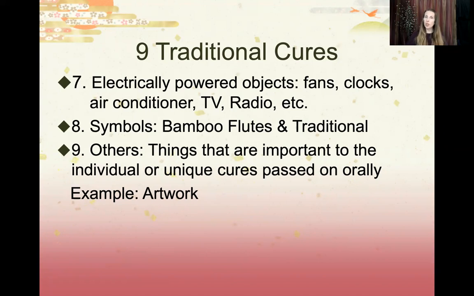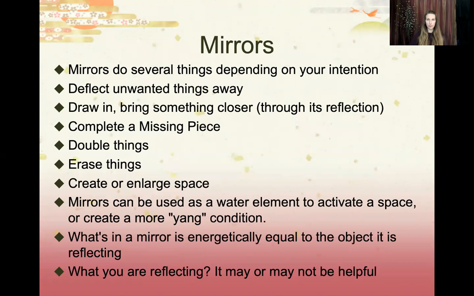And then symbols. So a lot of times when we talk about using our intuition and intention, we hear a lot about bamboo flutes in Feng Shui, and there's a list of traditional cures or traditional symbols that we've included, and then others. And this is probably the most important of the whole list because these are things that are important to the individual or unique cures that are passed on orally. So one example that falls under other would be artwork, knickknacks, things that are really special and unique to the individual that you're working with.